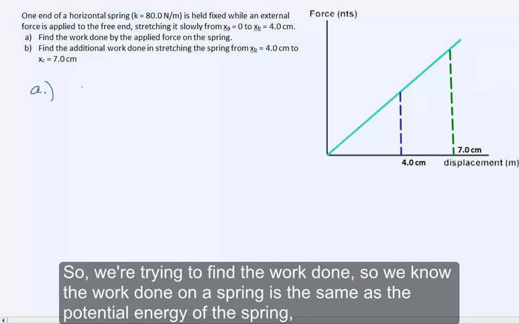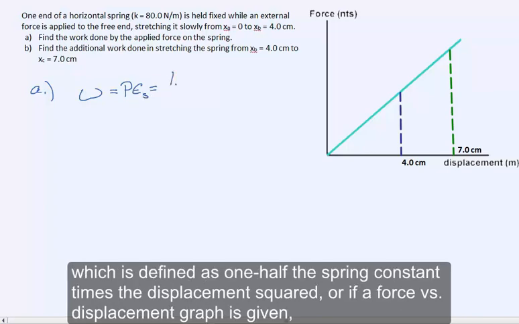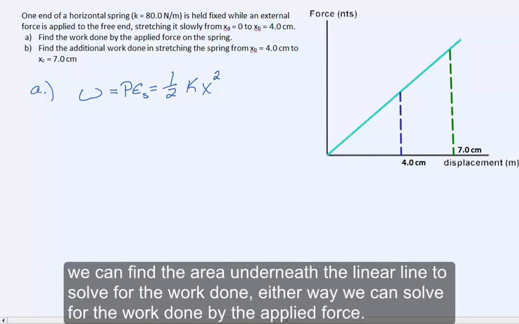So, we're trying to find the work done, and we know the work done on a spring is the same as the potential energy of the spring, which is defined as 1/2 the spring constant times the displacement squared. Or if a force versus displacement graph is given, we can find the area underneath the linear line to solve for the work done. Either way, we can solve for the work done by the applied force.